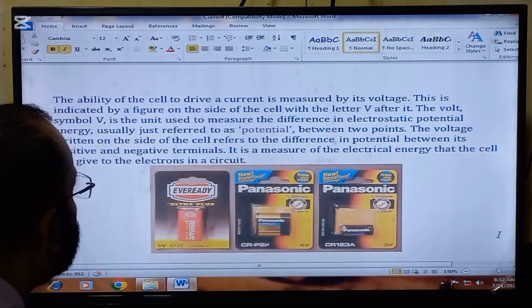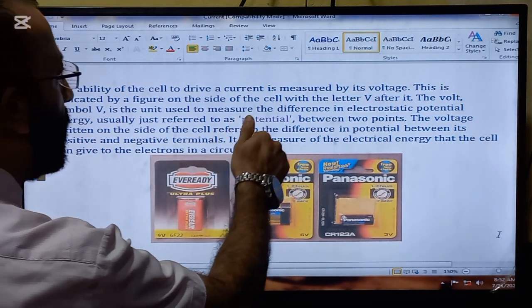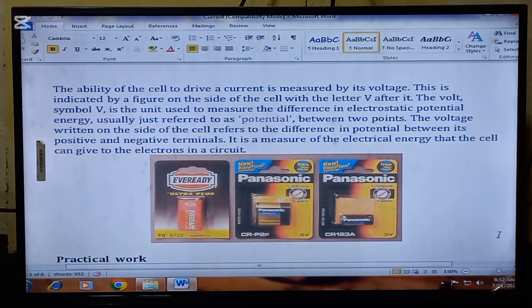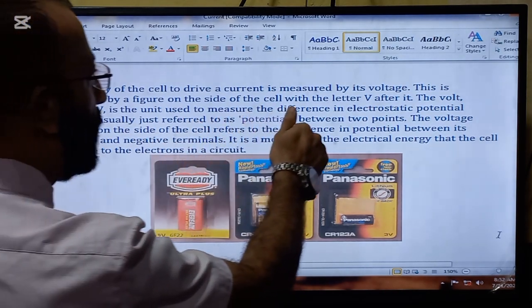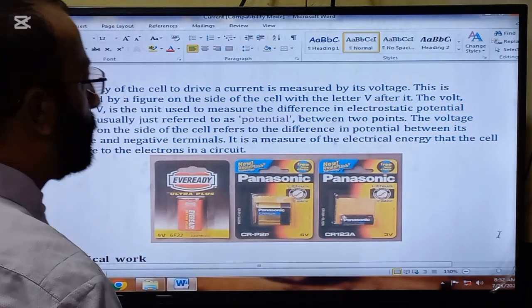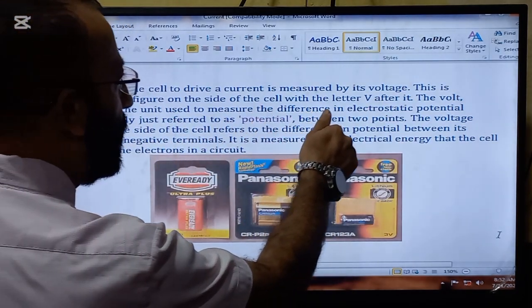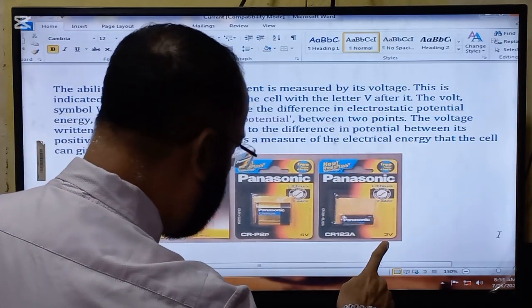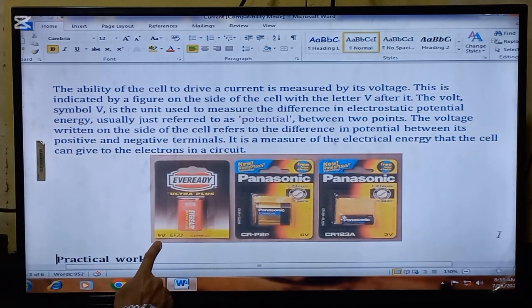The ability of the cell to drive a current is measured by its voltage. So this is a very important point. Concentrate yourself. The ability of the cell to drive a current is measured by its voltage. This is indicated by a figure on the side of the cell with the letter V after it. So you have seen, for example, this is written 3 volt, this is written 6 volt, this is written 9 volt.